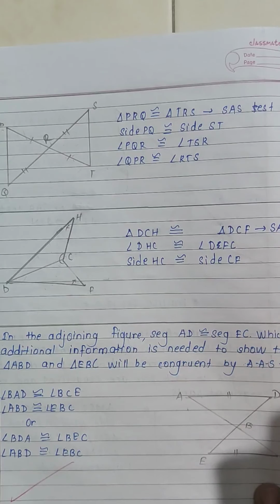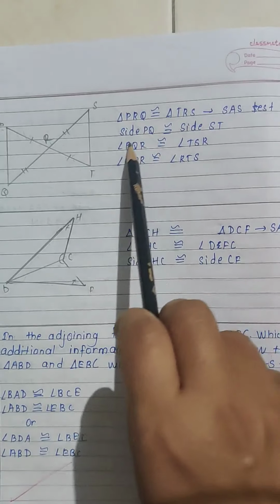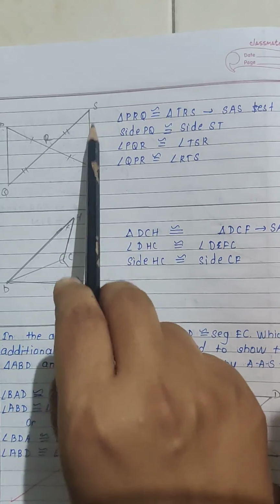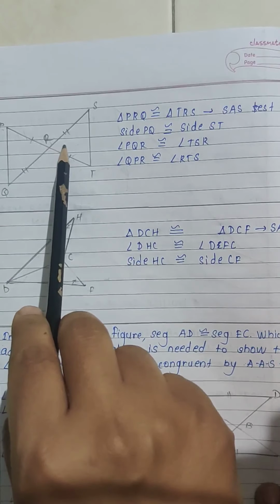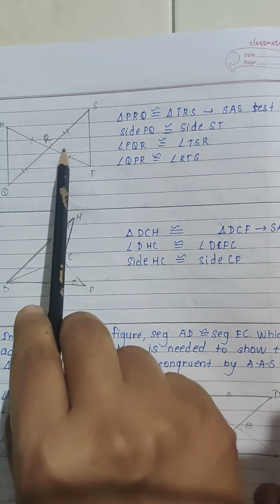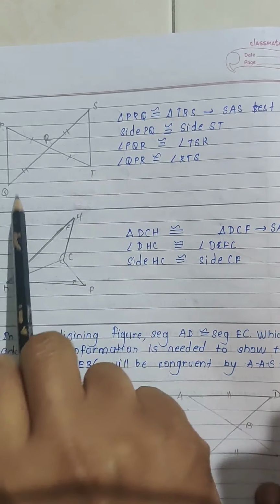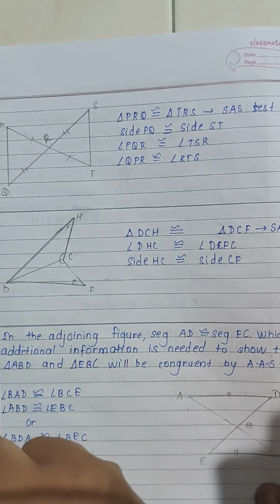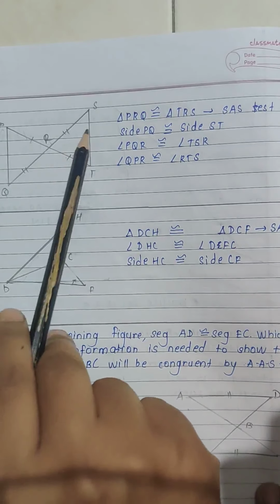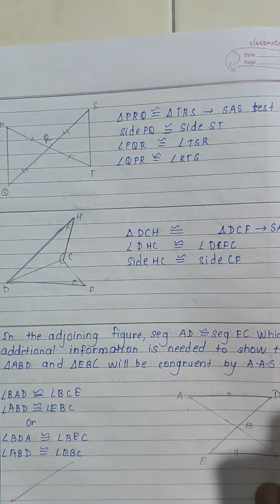And the remaining pairs of congruent parts are side PQ is congruent to side ST, angle PQR is congruent to angle TSR, and angle PRQ is congruent to angle RTS. So these are the remaining pairs of congruence.